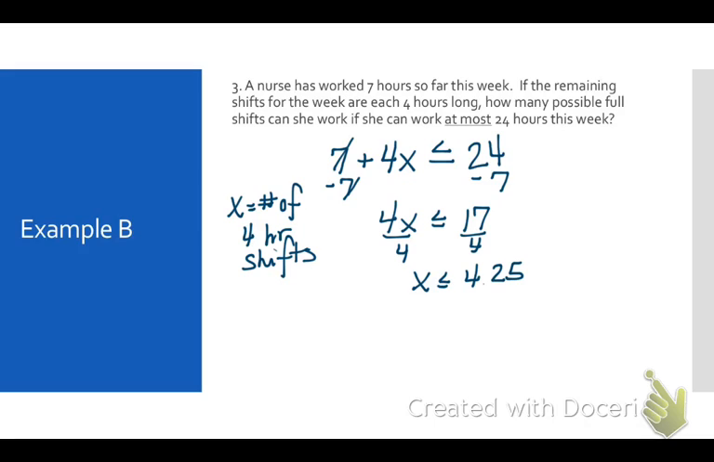Now the question is, how many possible full shifts can she work? Well, if x is less than or equal to 4.25, if she has to work a full shift, it can't be 4 1/4. So she can work at most 4 shifts. So it's important to make sure that you've answered the question that's being asked to interpret this inequality.